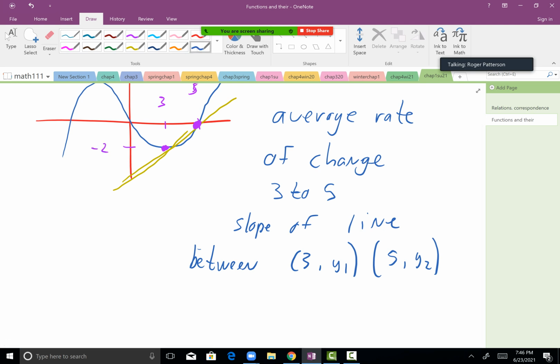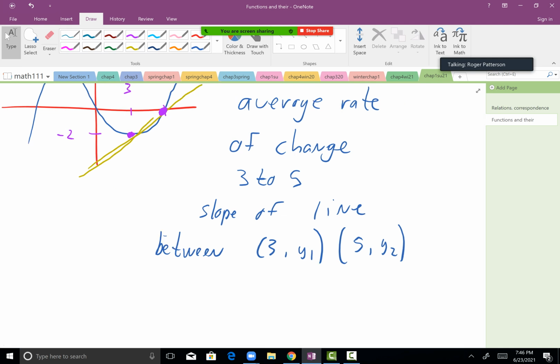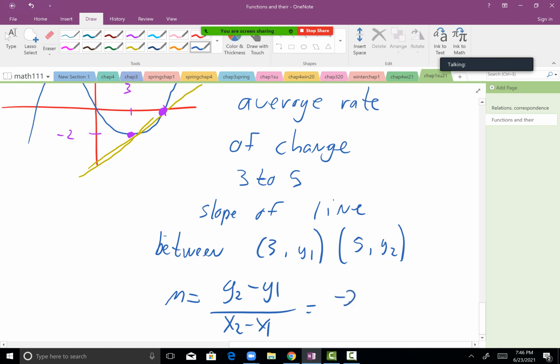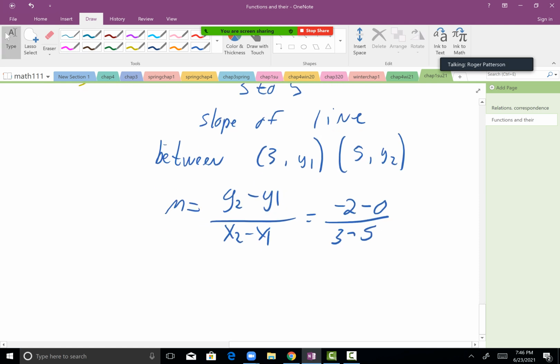So then if I want to find the average rate of change, all right, I'm going to find a slope. And you should know that's how you find slope. All right, so then we would go, okay, I'm just going to pick -2 minus 0 over 3 minus 5. And I'm going to see what that slope is.